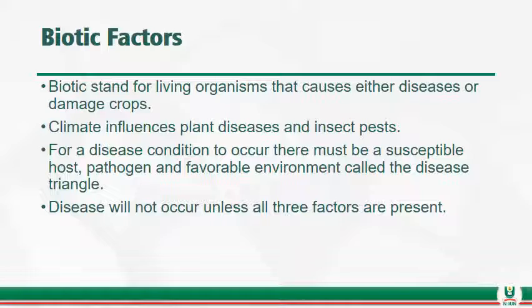So for a disease condition to occur, there must be a susceptible host, which is usually the plant, and a pathogen, which is the disease causing organism. It could be virus, it could be bacteria, it could be fungi, and also a favorable environment for it to thrive, it could be the soil. So this is what makes the disease triangle. A disease cannot just operate on its own if it doesn't have a host or pathogen, or the environment in which it will thrive. So diseases will not occur until all these three factors are present. It's important to note that.